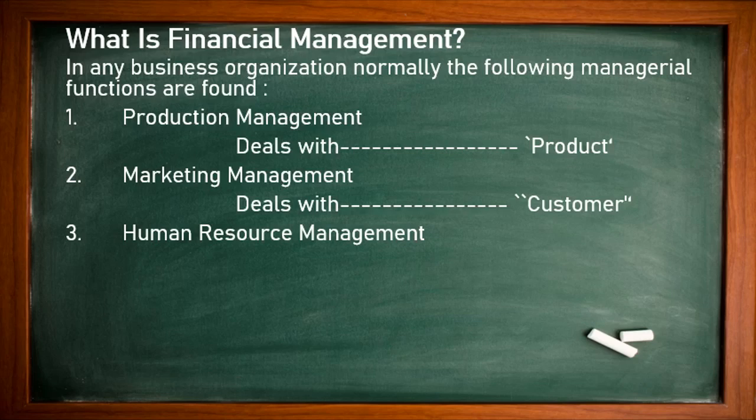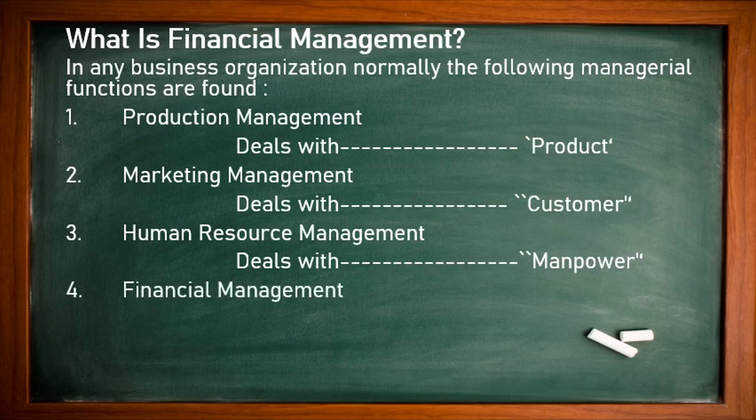Third, and also a very important function in any organization, is human resource management. Human resource management deals with the manpower, the human beings working in the organization: what their needs are, what their wants are, what their expertise is, and also the recruitment process, the selection process, and how we are going to use our manpower to get maximum output from them. All these features are managed by the human resource department. The fourth, not ignorable, function of any organization is financial management.